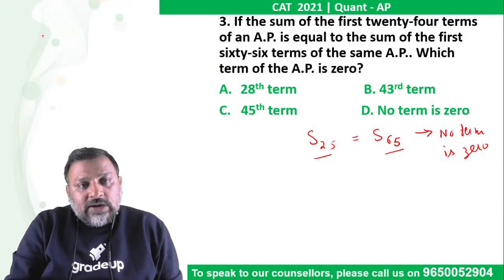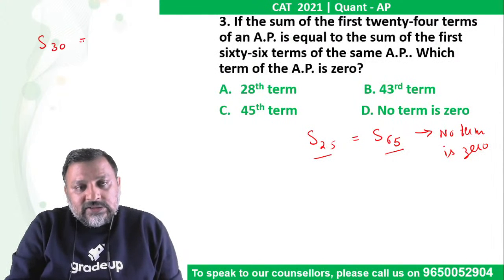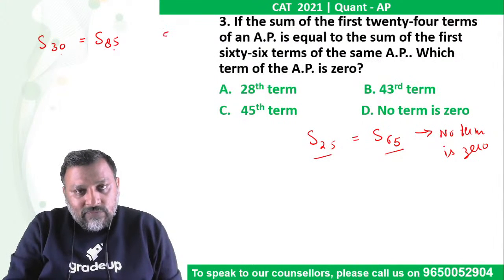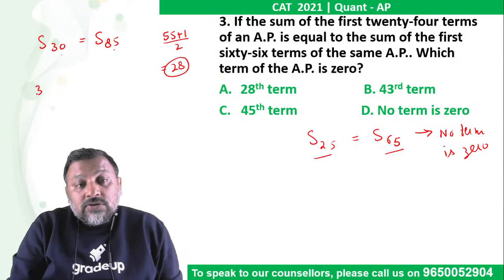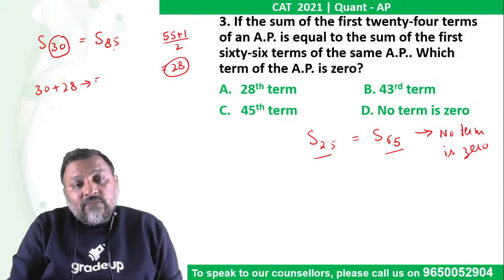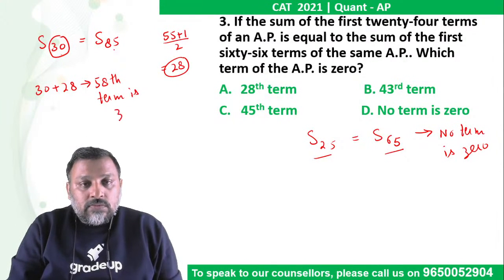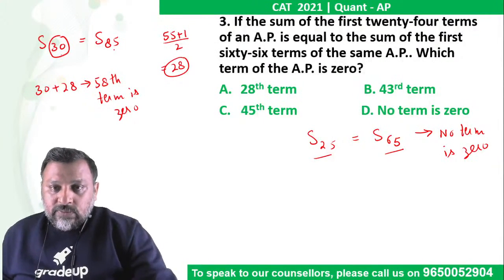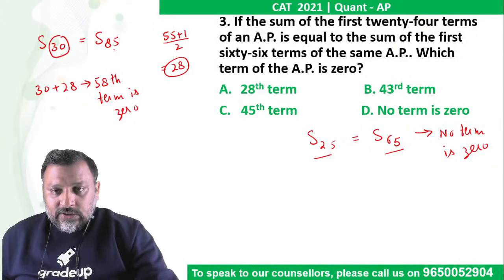And if we have a question like this, that sum of first 30 is equal to sum of first 85, so अभी difference क्या आ रहा है, odd आ रहा है, तो difference कितना है 55, 55 plus 1 by 2 कर दो, ये कितना होता है 28. That means which term is zero, 30 में 28 add कर देते, so that means 58th term is zero. तो I think अभी किसी को problem नहीं होगा, सबको समझ में आ गया है. चलिए next question try करते हैं.